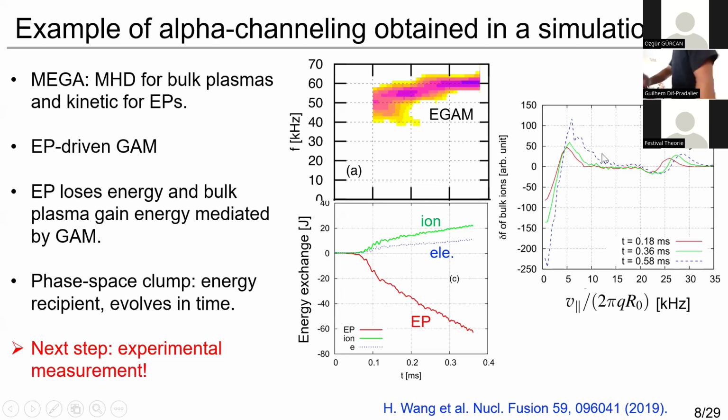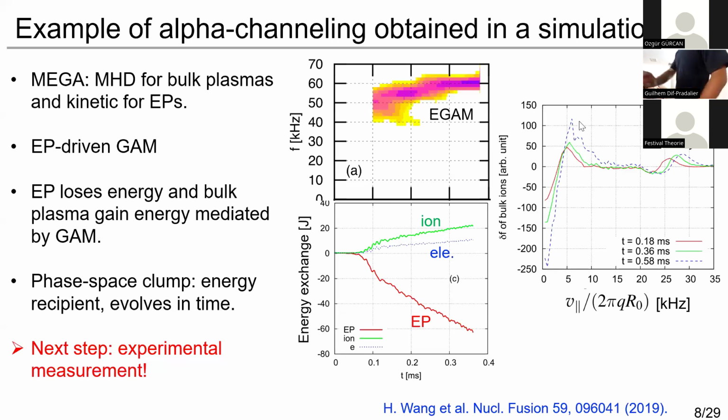What I'm plotting on the left is the phase space perturbative structure around where the gamma channeling is occurring. We see complicated fluctuation structures here, like hole structure and clump structure, which also evolve in time. This is considered to be a recipient of energy from energetic particles. So this perturbative structure is very important to determine the efficiency of the energy exchange between energetic particles and bulk plasmas.